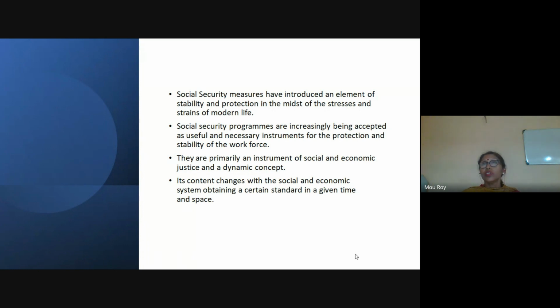See, these are being designed by the HR department. If the HR department of an organization is strong enough and able to handle the grievances of the employees, then of course there would be not only an increase in the productivity of the company, but also they are able to retain their staff, and it creates a good image about the organization. So they are primarily an instrument of social and economic justice, and it is a very dynamic concept. Its content changes with the social and economic system, obtaining a certain standard in a given time and space.